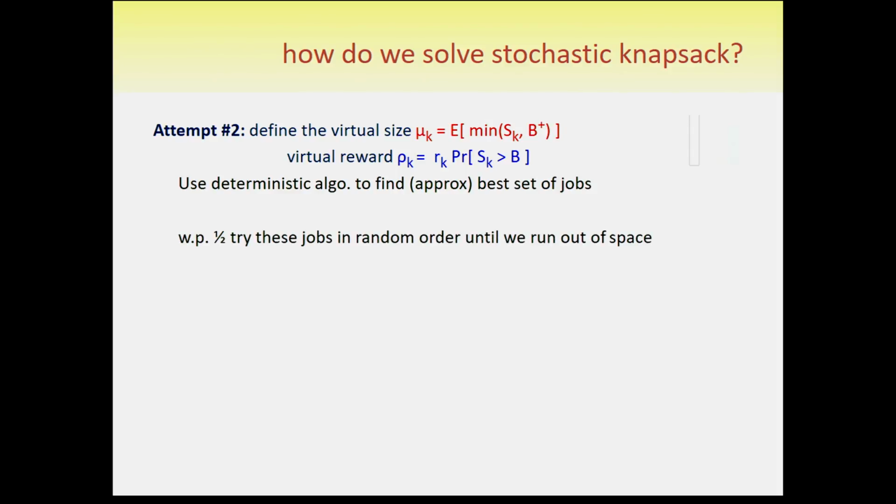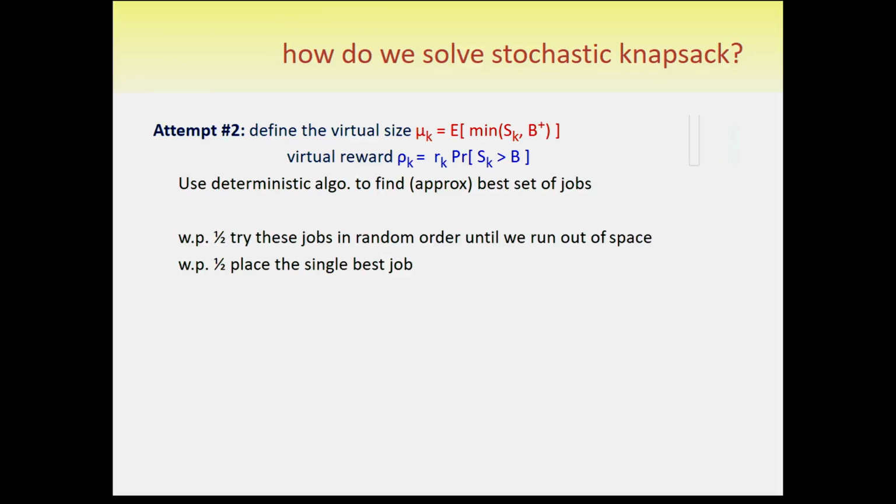Okay. And there's a slight twist. So here's one algorithm. With probability half, try all these jobs in random order. So this gives you a list. Just try these jobs in random order. And with probability half, just try to place the best single job in your system. For some technical reasons, you have to do one of the two.